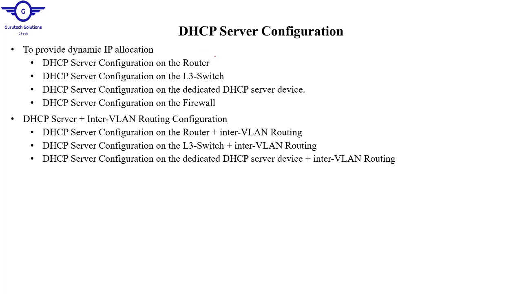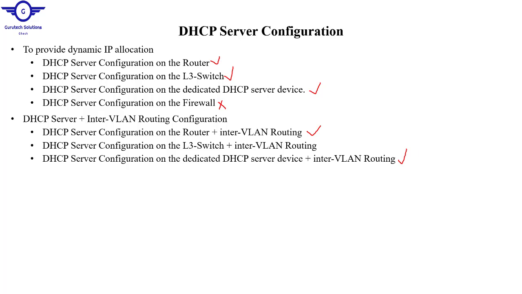In the previous video, we learned how to configure DHCP server both on the router and on the switch. So today, I want us to finish on the dedicated DHCP server. On firewall, we'll do it later because this is not a firewall session. And hopefully we jump to the three: DHCP server configuration on the router plus Inter-VLAN routing, then DHCP server configuration on layer 3 switch and Inter-VLAN routing, and finally, DHCP server configuration on the dedicated DHCP server device plus Inter-VLAN routing.